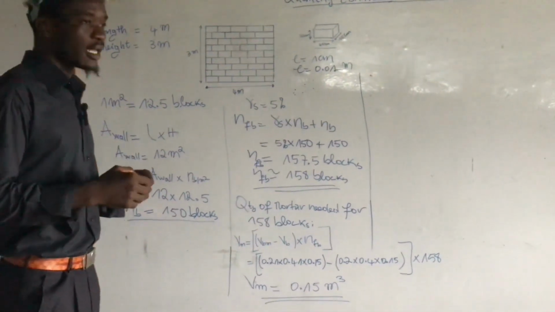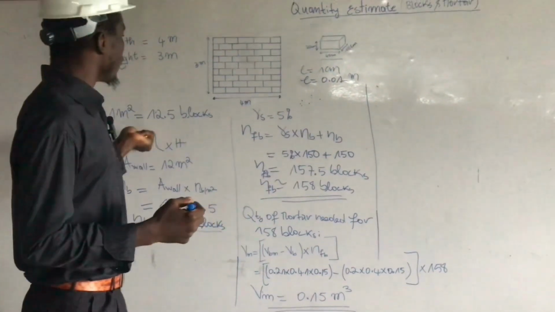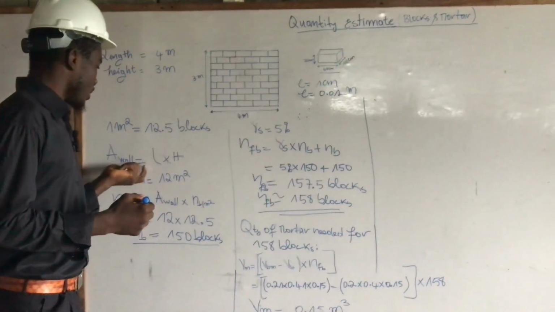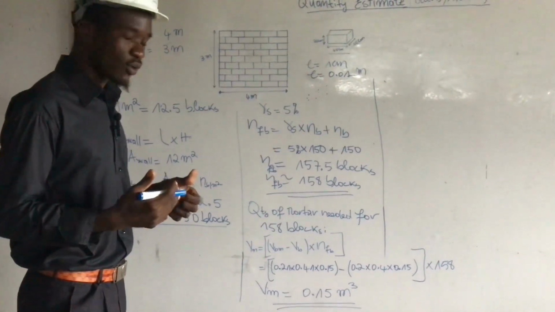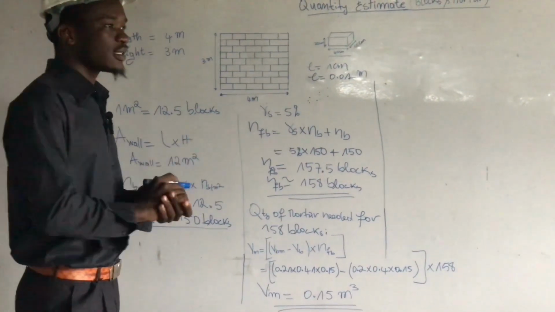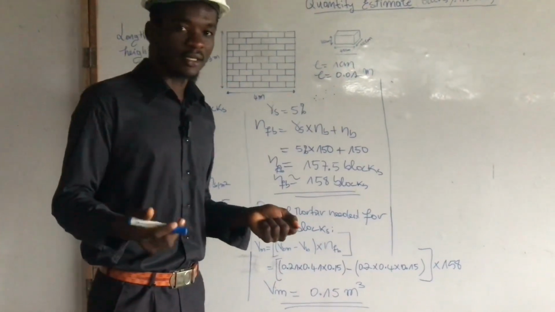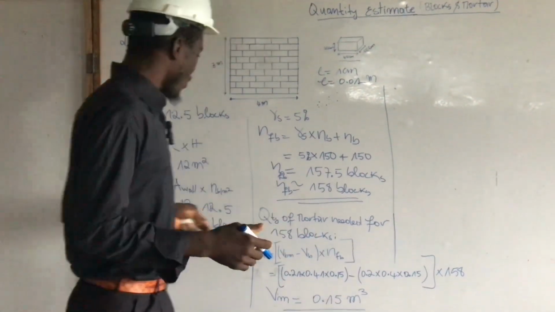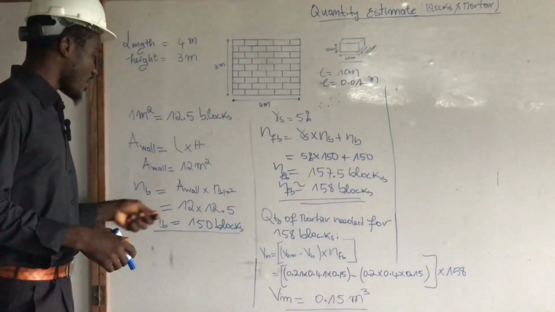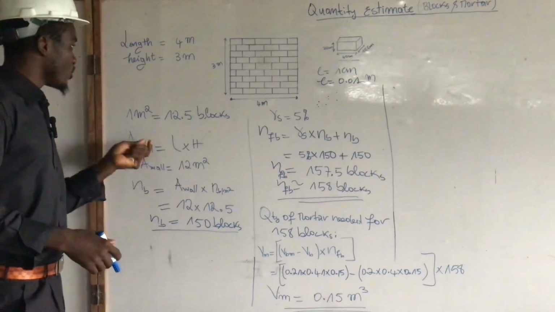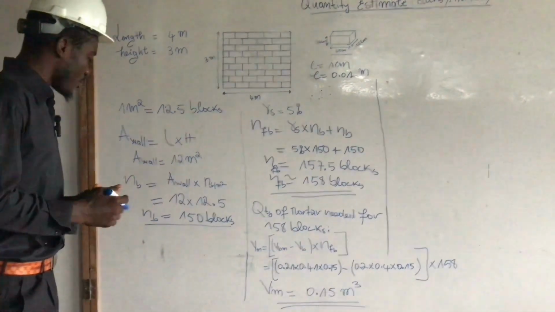And the second thing, we'll directly go to the computation of the area, because to get the number of blocks, you just have to find the area of your wall. The area of the wall is equal to length times height, which gives 3 times 4, that's 12 meter square.